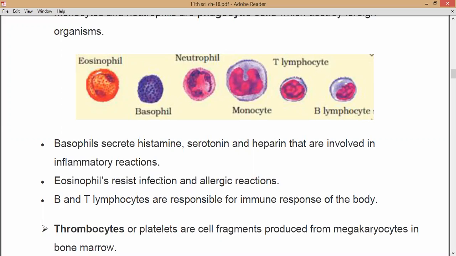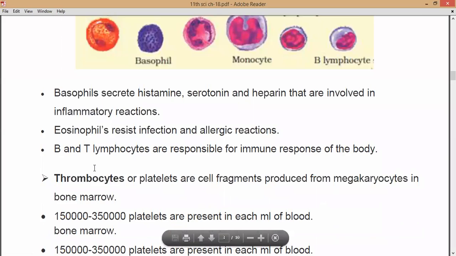And the last, lymphocytes, the B and T lymphocytes, give you the immune response of the body. That is, they give you immunity. When any foreign particle enters your body, it develops immunity and fights against those antigens. So this is all about the second type of blood cell, that is WBCs, or we can say leukocytes.